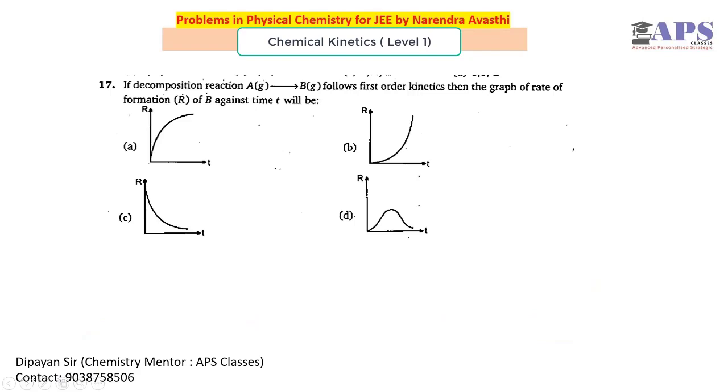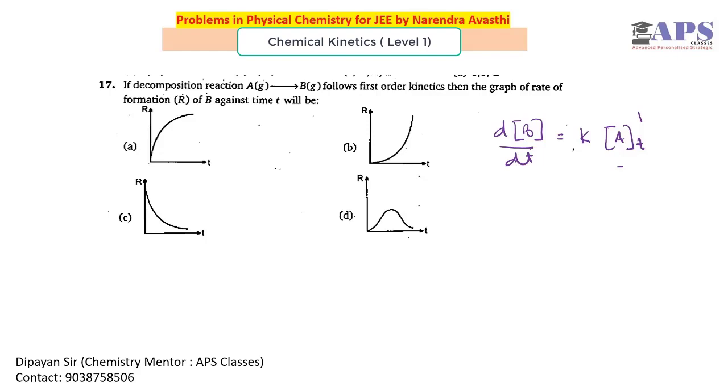For question number 17, if the decomposition reaction A to B follows first order kinetics, we can write that dB by dt equal to k At to the power 1. With respect to time, the concentration of A will decrease. Hence, the rate of formation of B also will decrease.